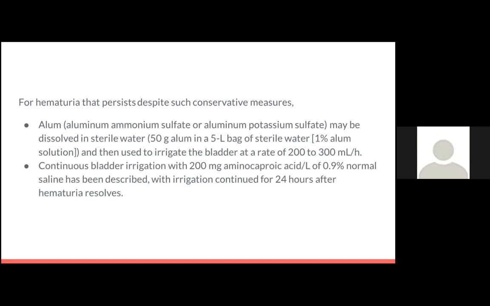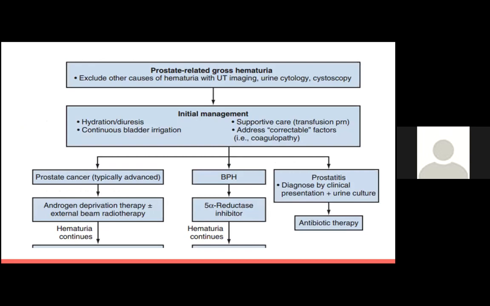For the prostate-related gross hematuria, exclude other causes of hematuria with upper tract imaging, urine cytology, and cystoscopy. The initial management can be hydration, diuresis, continuous bladder irrigation, supportive care, and addressing the correctable factors such as coagulopathy. As with hemorrhagic cystitis, hematuria from prostatic origin is a diagnosis made after a complete gross hematuria evaluation.